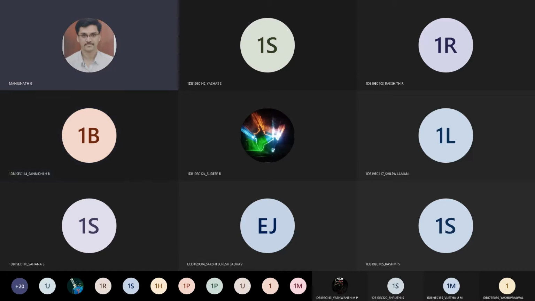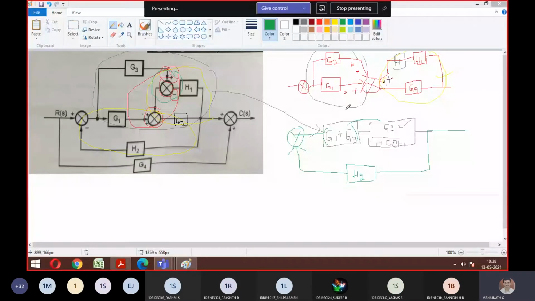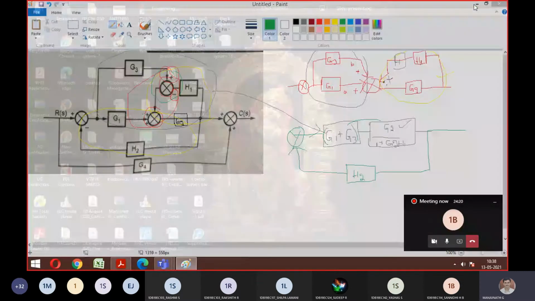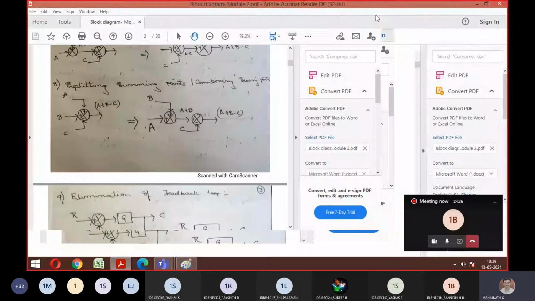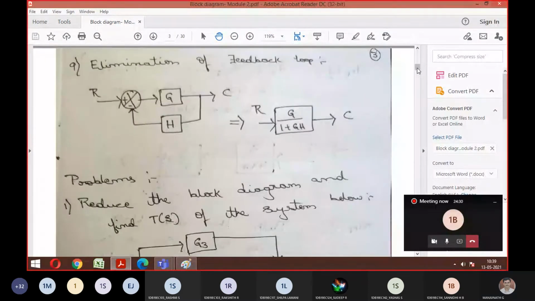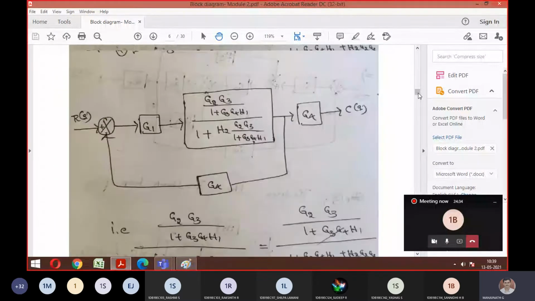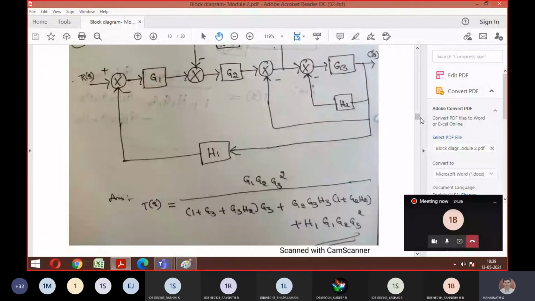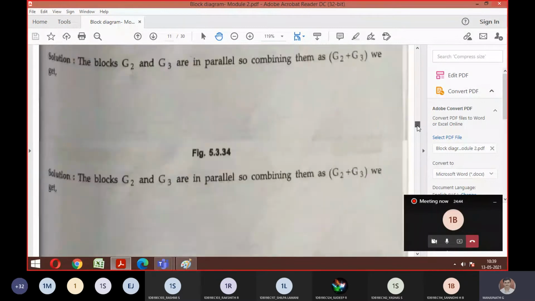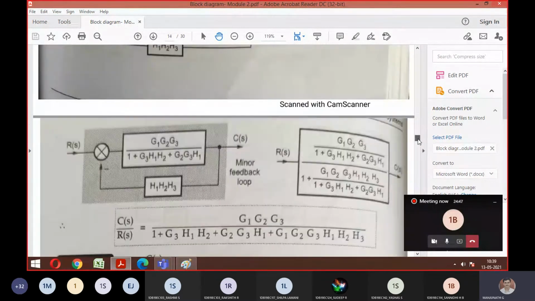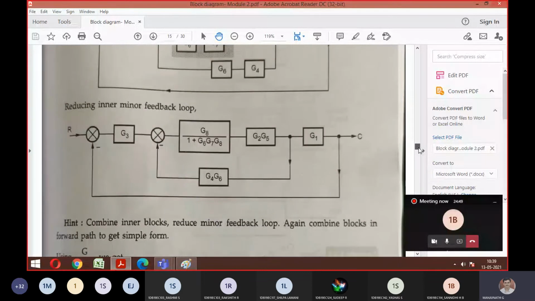So is it okay? Have you solved the problem? What is the answer you got? Let's verify that answer now. What is the answer you got here? Final answer. Let me go to that problem. Yeah, so this was the problem, right?